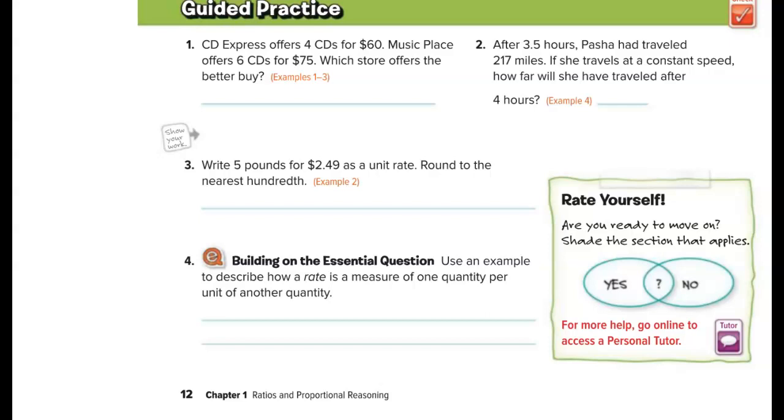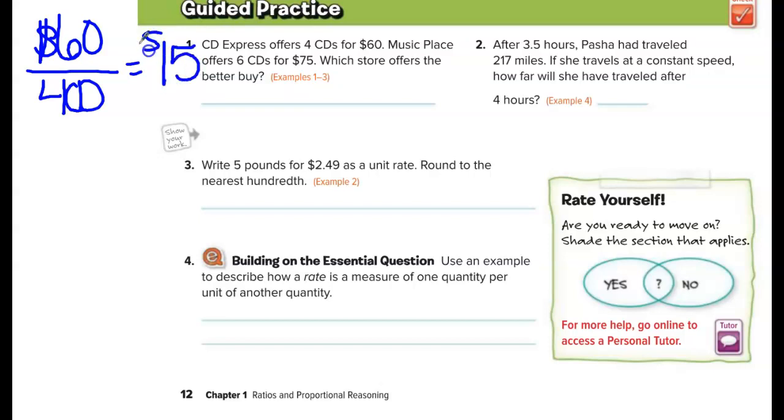Okay, so then if we're going to divide 60 by 4, are we going to say CDs per dollar or dollar per CD? Dollar per CD. So then the cost is $60 per 4 CDs. So that should be our fraction like that. So when you divided, what did you get, Sean? So $15 per CD, right?